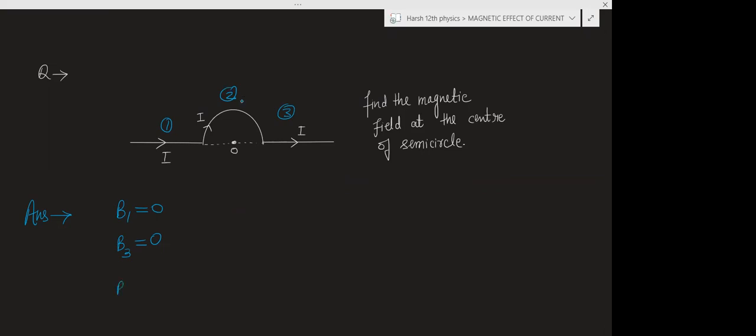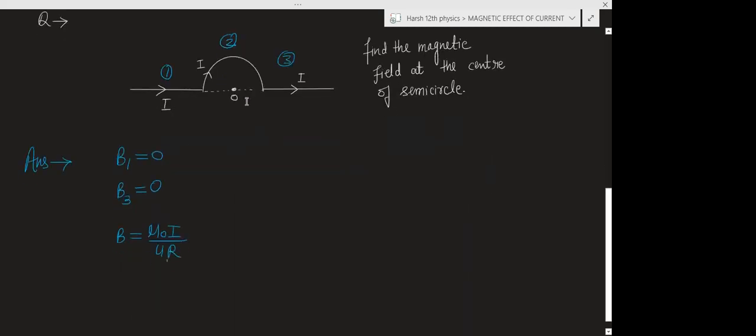Okay. So what is the formula for the magnetic field for the semicircular wire? Mu naught I by 4R. Yeah, very good. Mu naught I by 4R. Now you will calculate B2 as mu naught and current I divided by 4, and suppose I am supposing A is the radius of this, so for R you will write A.